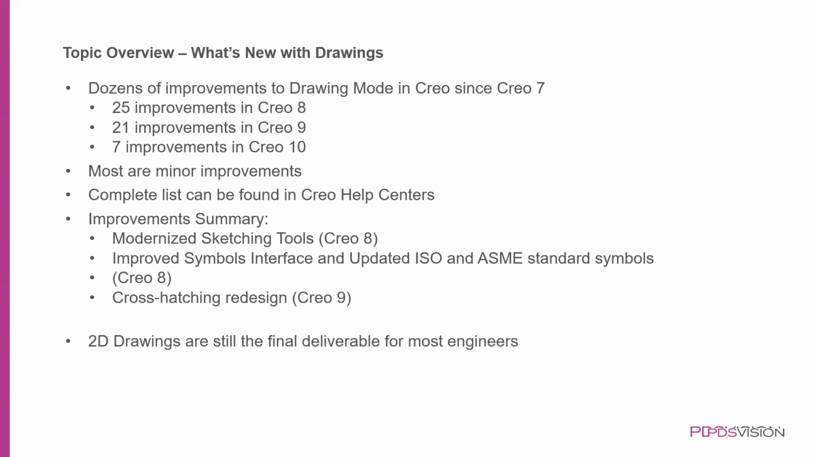Most of these that I've listed here, so 25 in Creo 8, 21 in Creo 9, and 7 in Creo 10, are going to be minor, and a lot of them are config.pro options that have been added, or drawing detailing file options that have been added, just to allow you to further customize how the software works for your specific workflows. So I'm not going to cover all of them. I'm just going to cover the major additions to drawing mode here. But you can find a complete list in the Creo Help Centers, no license or account needed to access those.